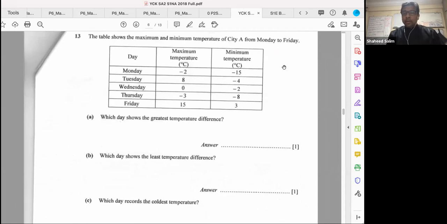Okay, you try now. This one is dealing with numbers, positive and negative numbers. You try, okay? You can do this, boys and girls. You can do this. 1 minute again.